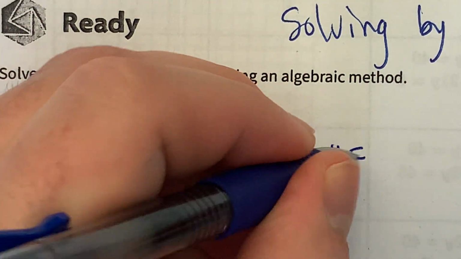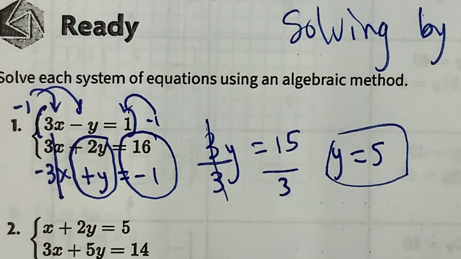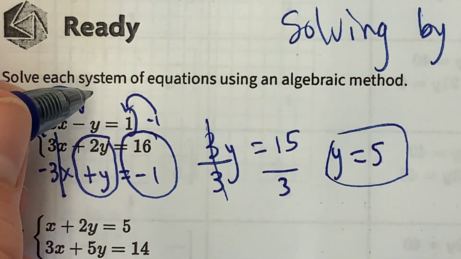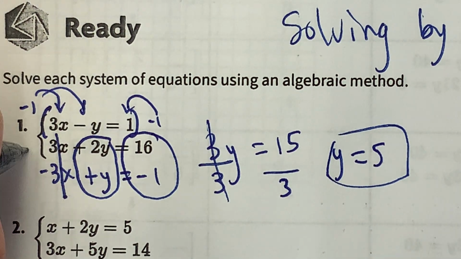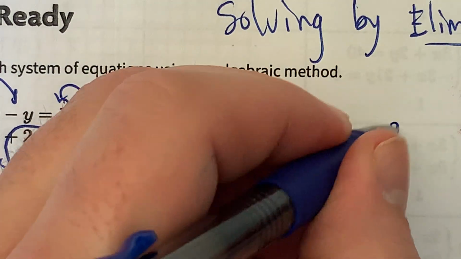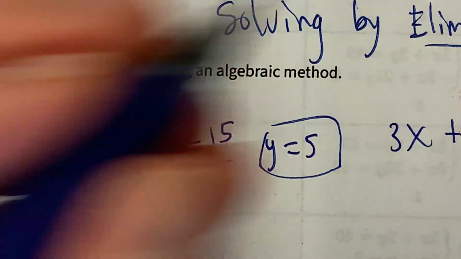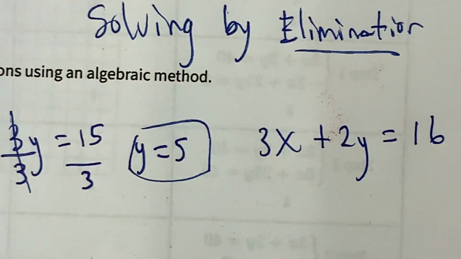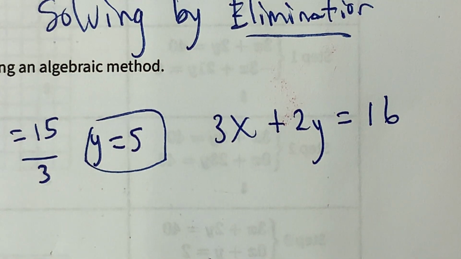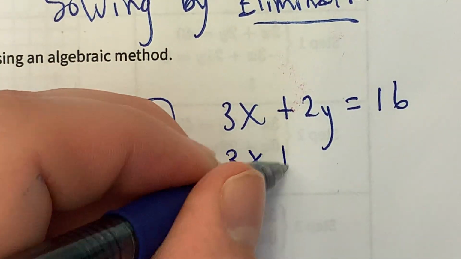And y equals 5. You take that 5 and you plug it in either equation. I'll choose the bottom, okay? So 3x plus 2y equals 16. That's the equation I'm plugging in. And I'm going to put 5 in for y.